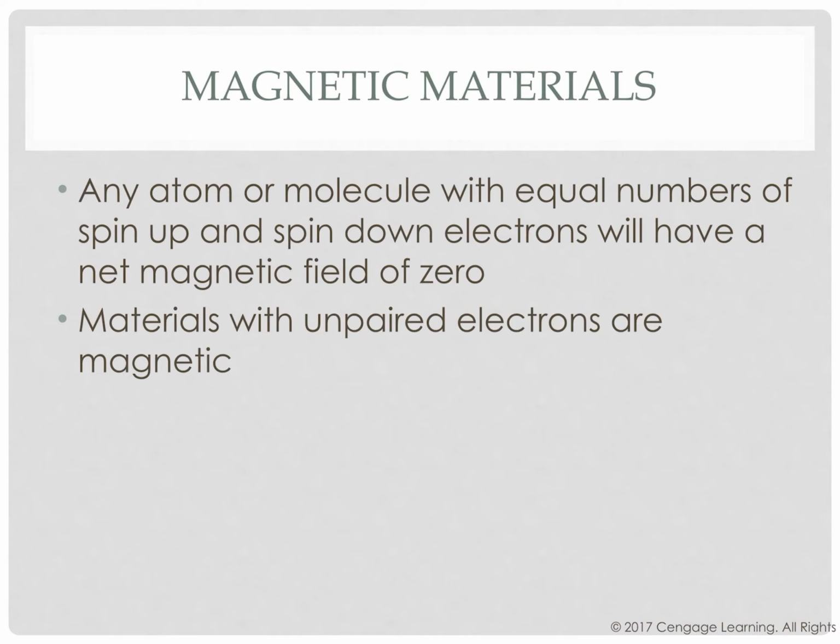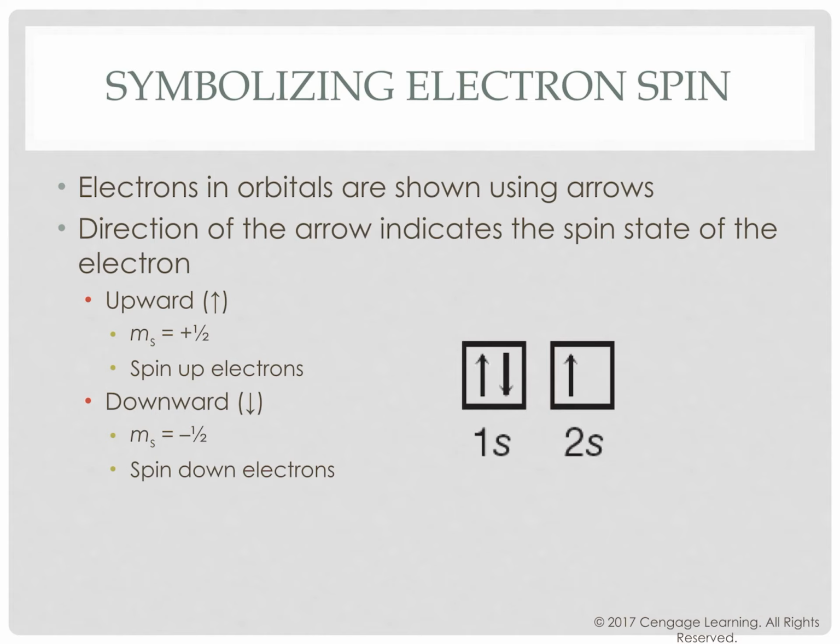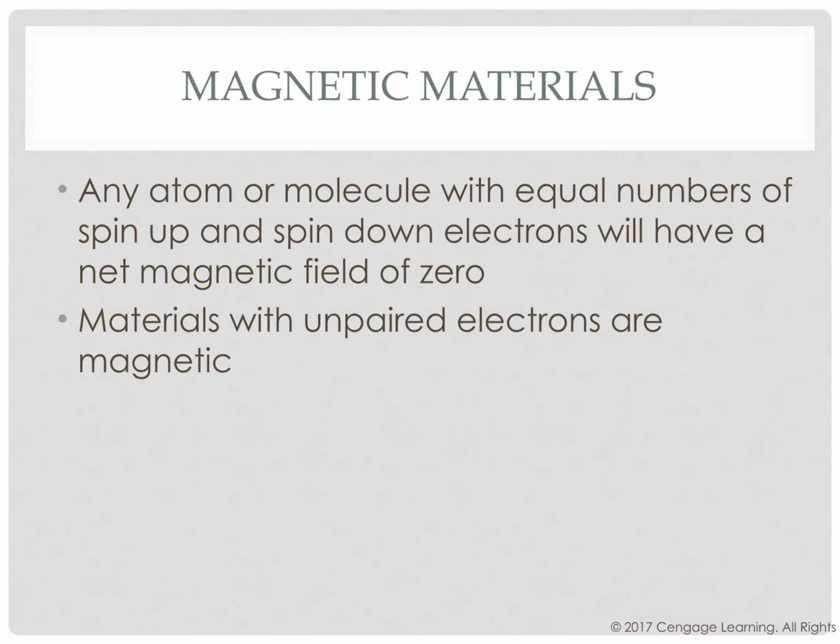To go along with that, we're just going to talk a minute about magnetic materials. Anytime you have electrons that are unpaired in the orbital, then the material is magnetic. Like with 2s there's not a pair, right? There's only one electron. So unpaired electrons, that's what it looks like.